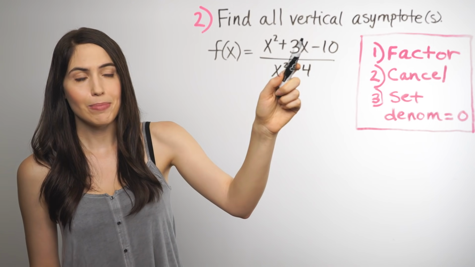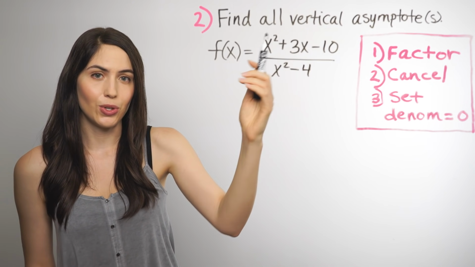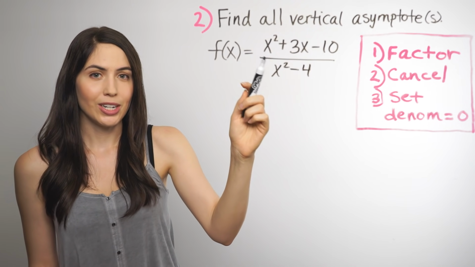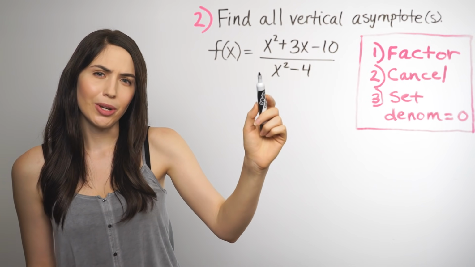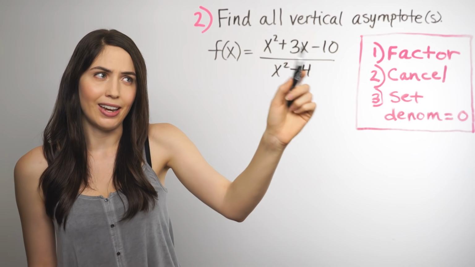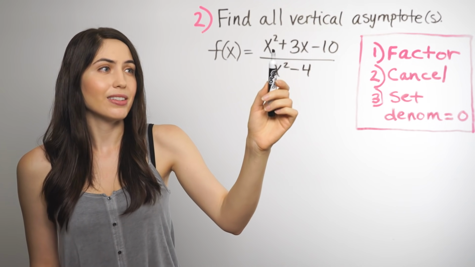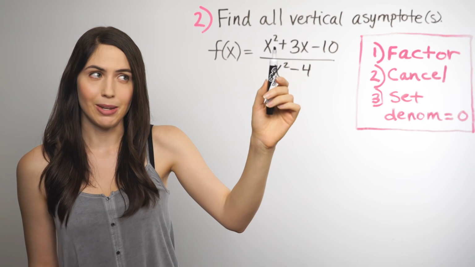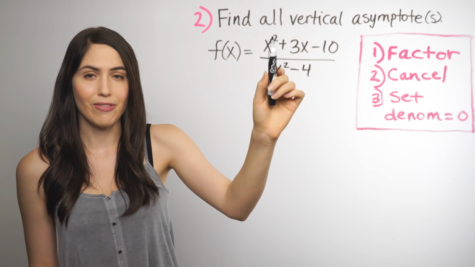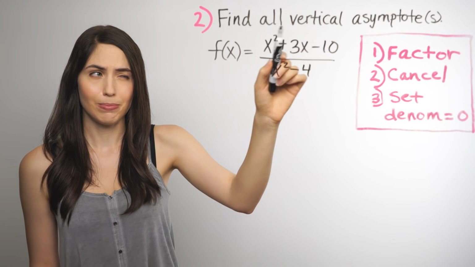If you try to factor the top, this is a quadratic that you can break into 2 factors. When you factor, you'll want 2 numbers that multiply to -10 and add to +3. Those 2 numbers would be +5 and -2, since 5 times -2 is -10, and 5 plus -2 is +3.